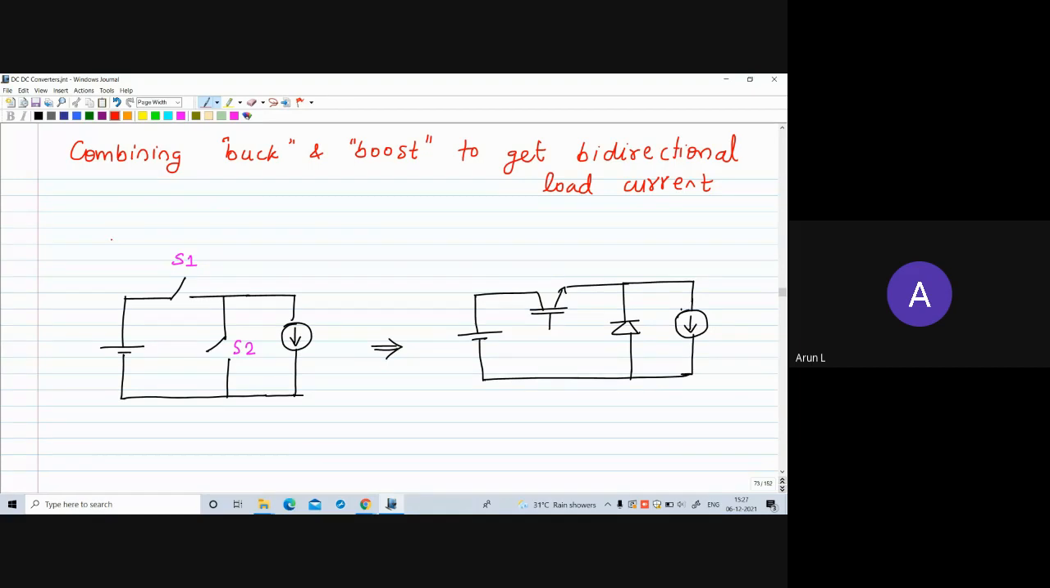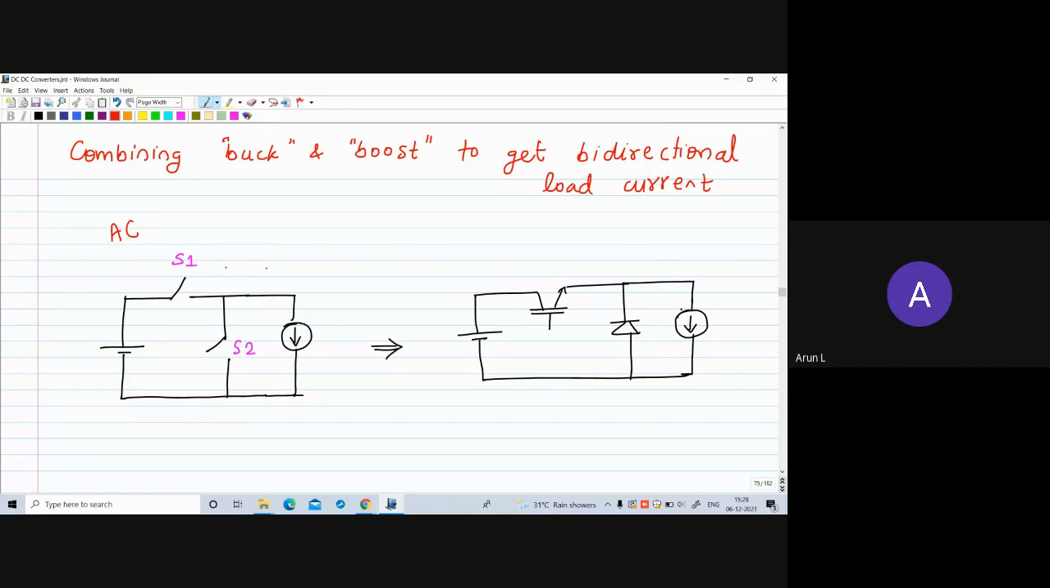So on the AC side, you have a bidirectional current and bidirectional voltage. Your voltage will be either positive or negative, and the current flow can also be in one direction or the opposite direction. So first we will introduce bidirectional current capability into the circuit.